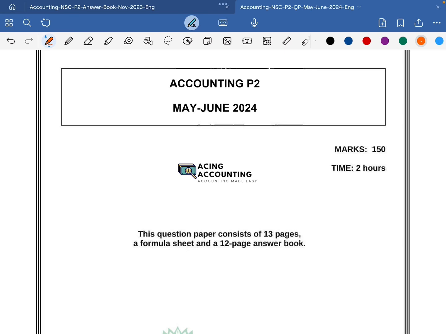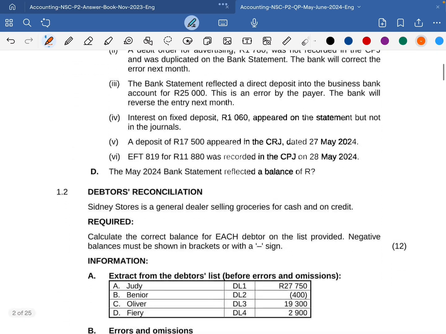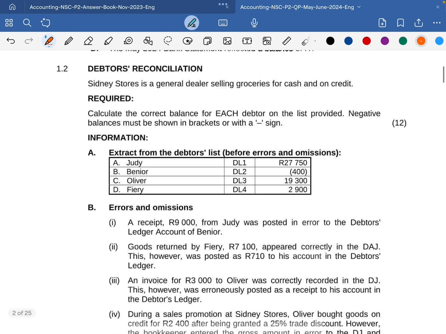I hope that exam stress and fatigue is being kept under control. And let's look at the debtors reconciliation. So we are given Sydney Stores, who is a general dealer selling groceries for cash and on credit. Then we are required to calculate the correct balance for each debtor on the list provided, and negative balances must be shown in brackets or with the negative sign.